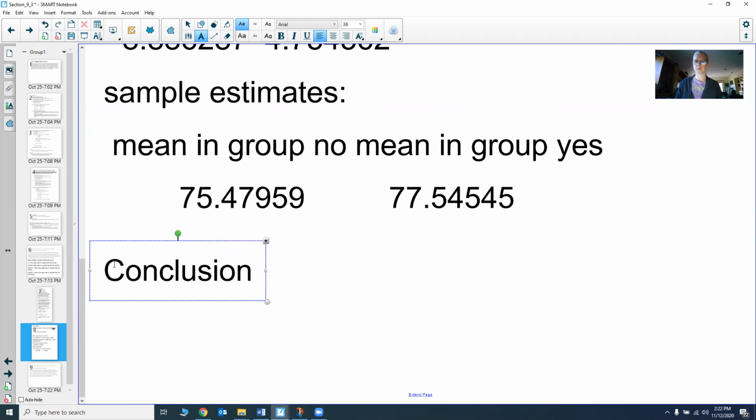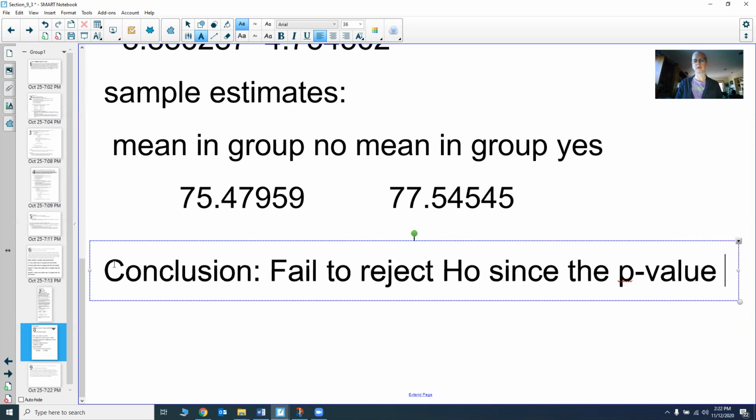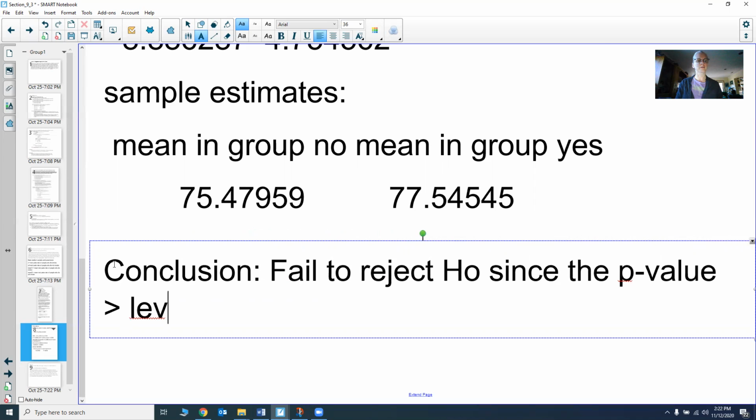Our conclusion is that we're going to fail to reject H0 since the p-value is more than the level of significance. And I probably should have summarized these, what they were. I didn't do that in this case, but usually we do that.